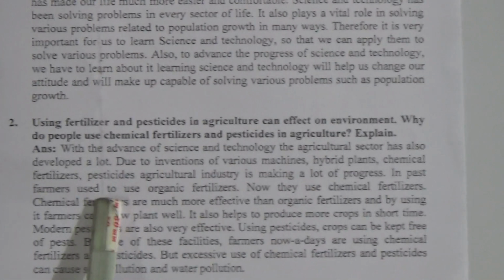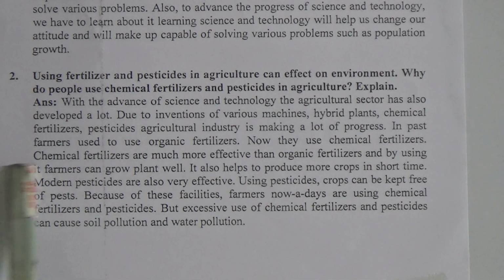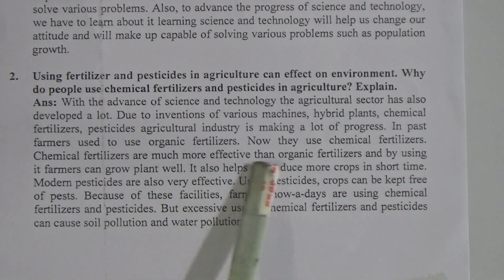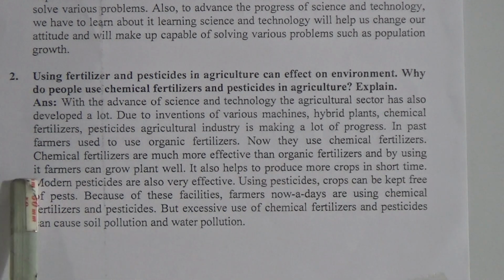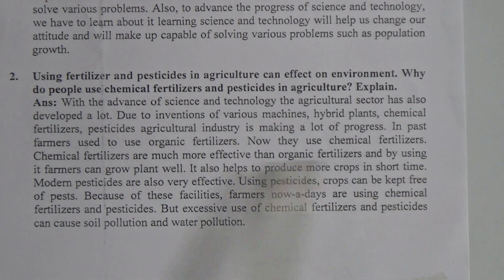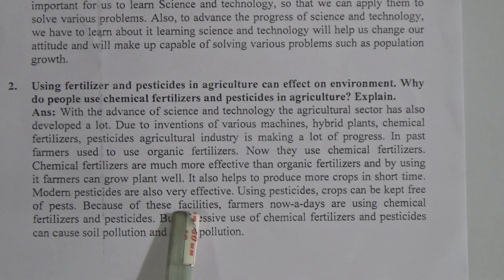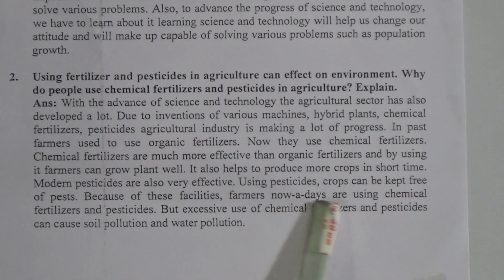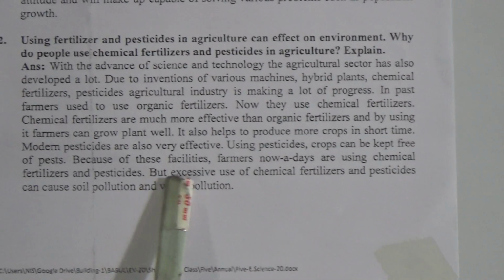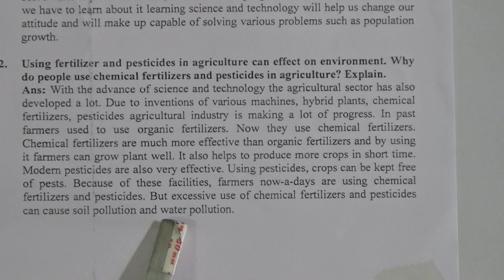In past, farmers used to use organic fertilizer. Now they use chemical fertilizer. Chemical fertilizers are much more effective than organic fertilizer, and by using it, farmers can grow plants well. It also helps to produce more crops in short time. Modern pesticides are also very effective, and using pesticides, crops can be kept free of pests. Because of these facilities, farmers nowadays are using chemical fertilizer and pesticide, but excessive use of chemical fertilizer and pesticides can cause soil pollution and water pollution.